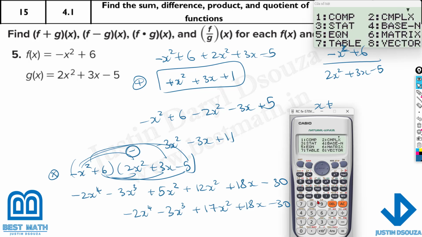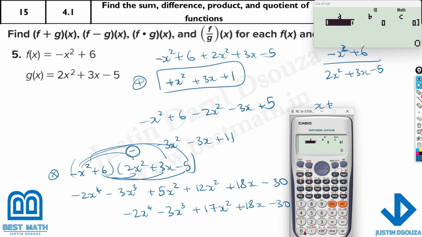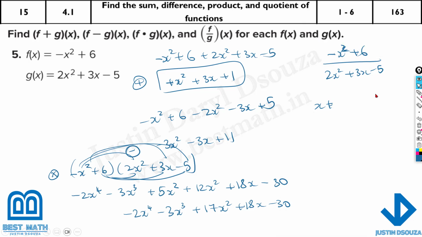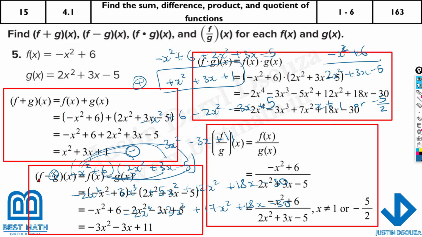All you need to do is mod 5 and 3 and put the coefficients 2, 3 and minus 5. We had done this at the beginning, but anyways, it's 1 and minus 5 by 2. That means x cannot be equal to 1 or negative 5 by 2 or negative 2.5. So that is the final answers. Here we go. This is correct. Subtraction is also correct. Multiplication is over here.